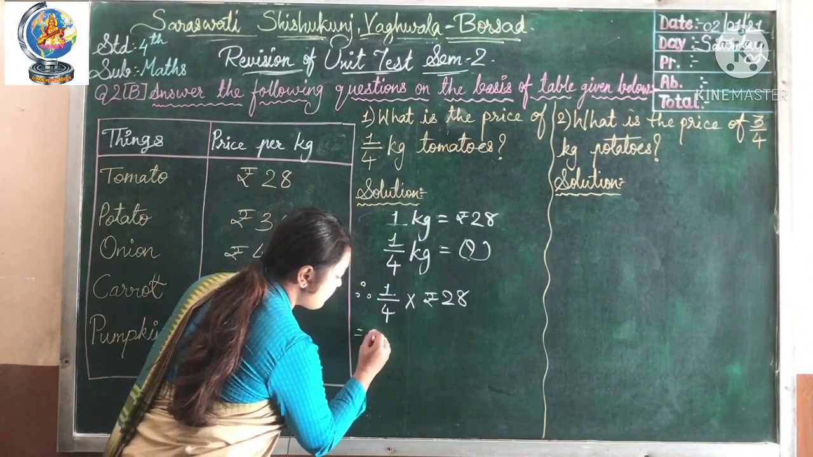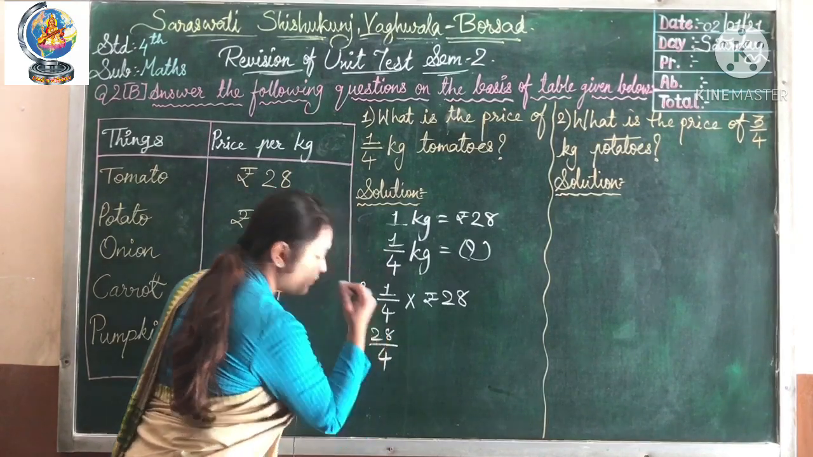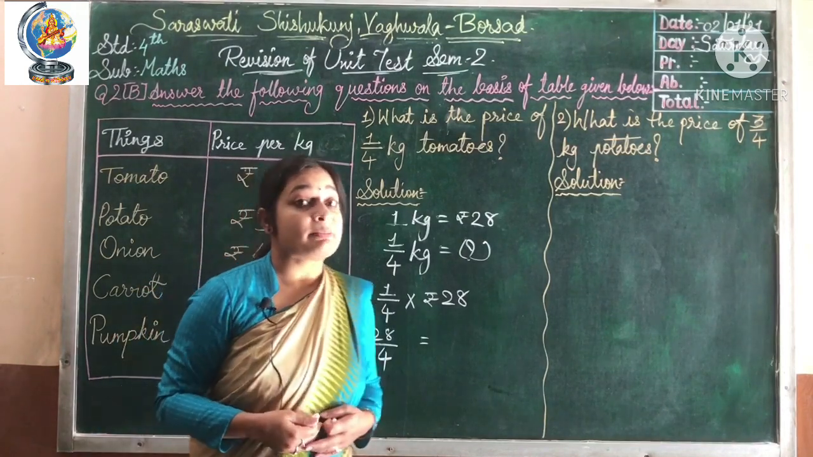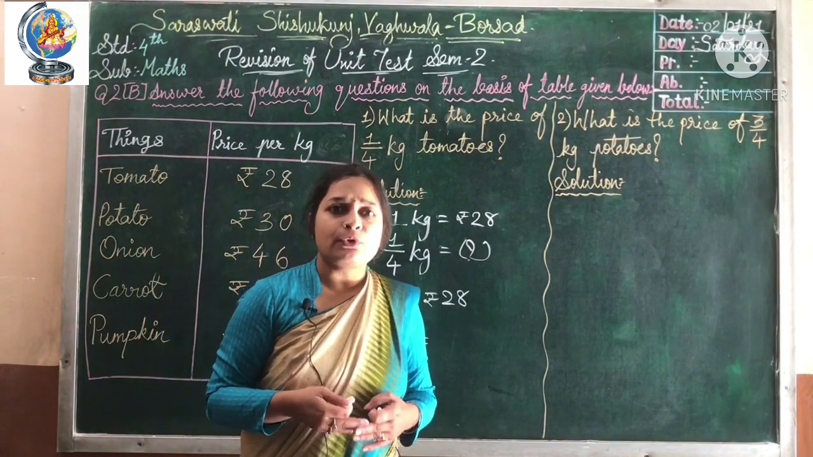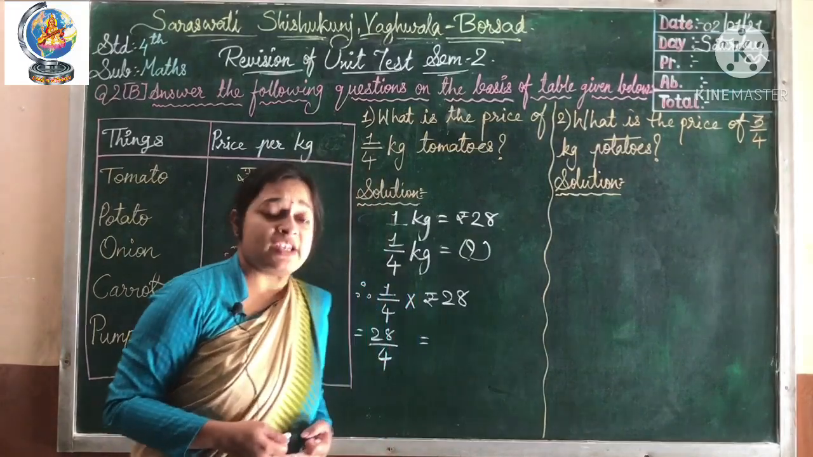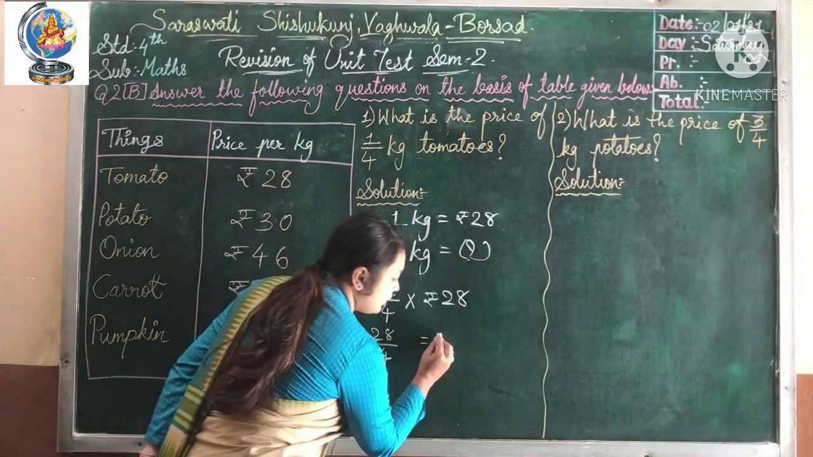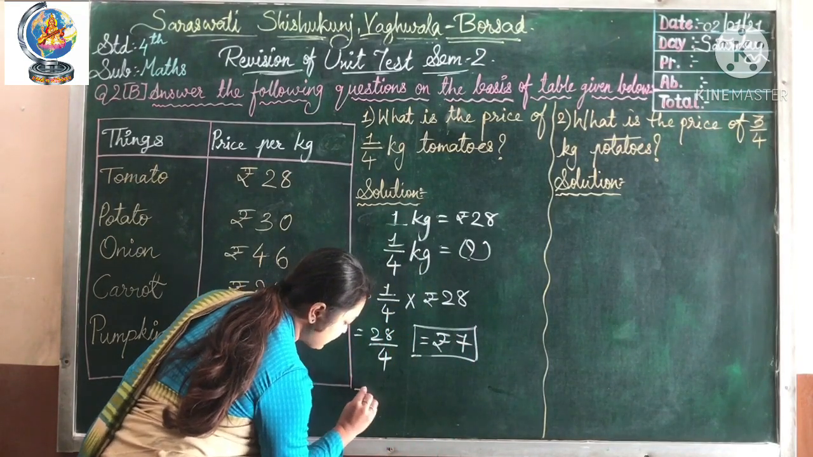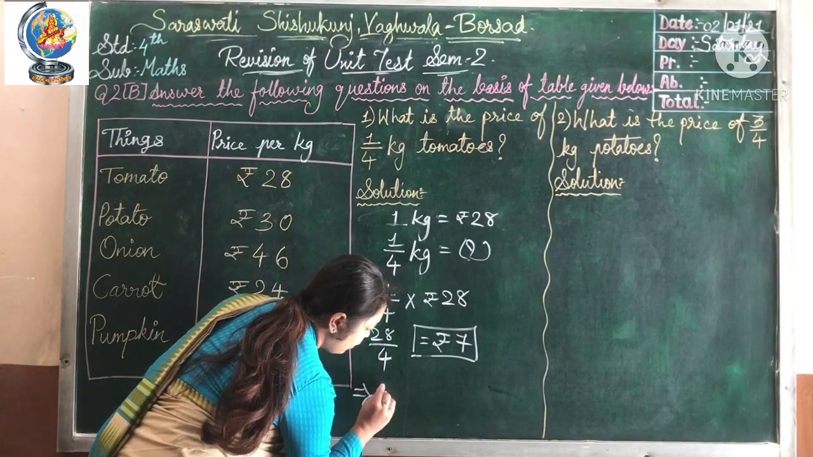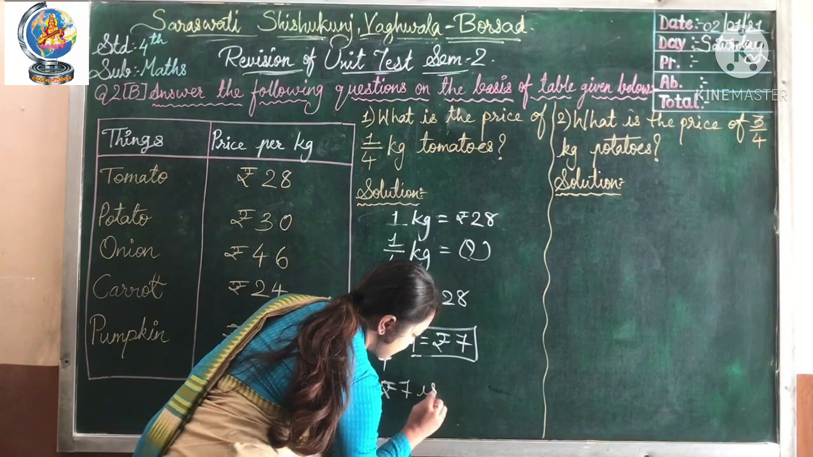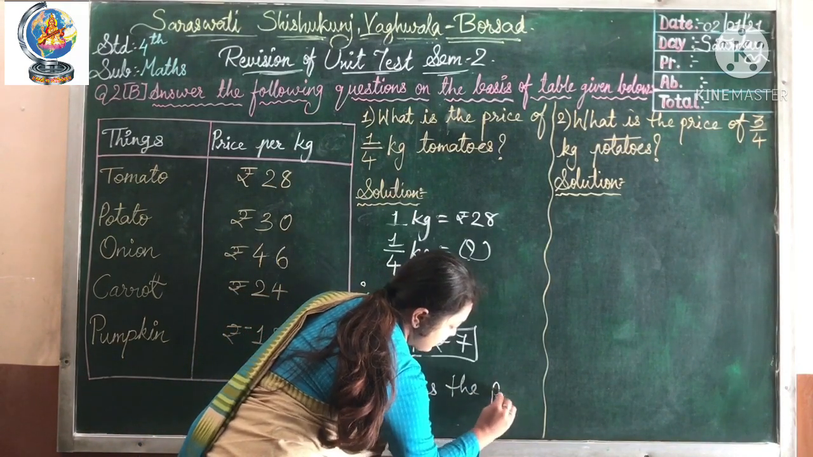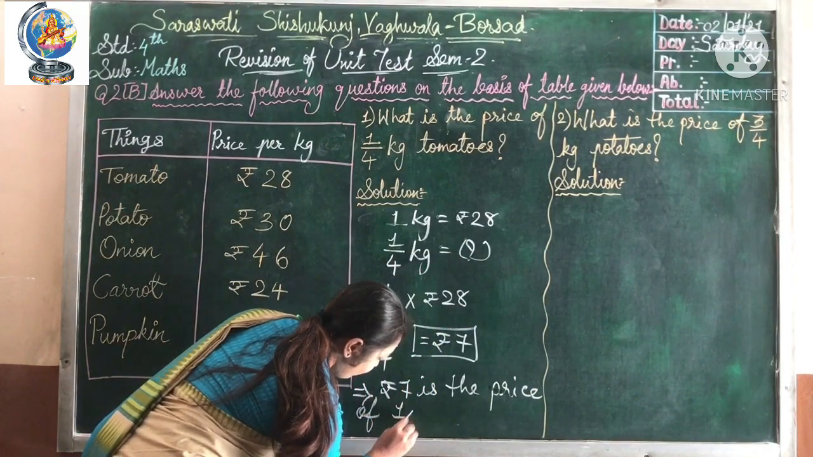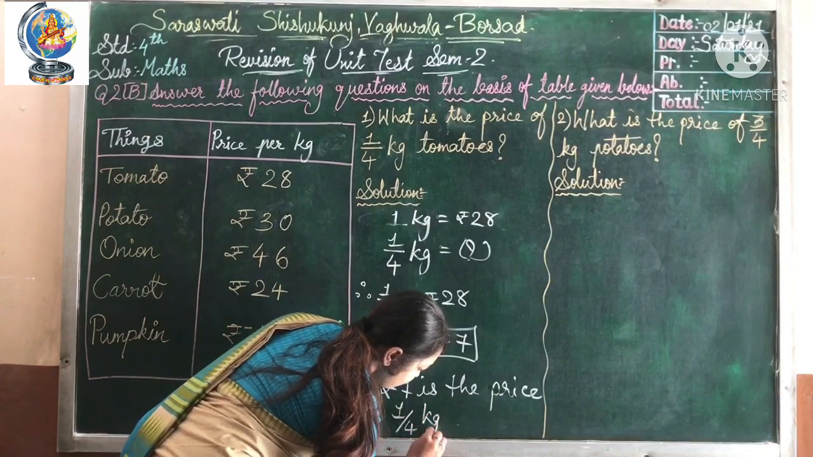So it is equal to 28 divided by 4. We all know that 28 is already there in the table of 4. When we multiply 4 with 7, at that time we get 28. So here the answer is rupees 7. At last you have to write that rupees 7 is the price of 1/4 kg tomatoes.